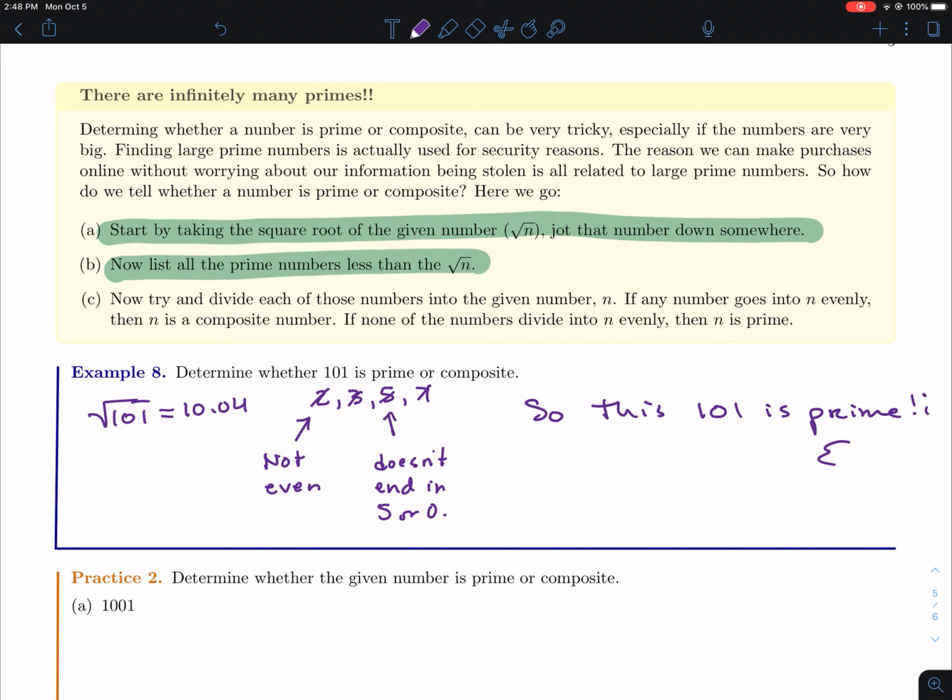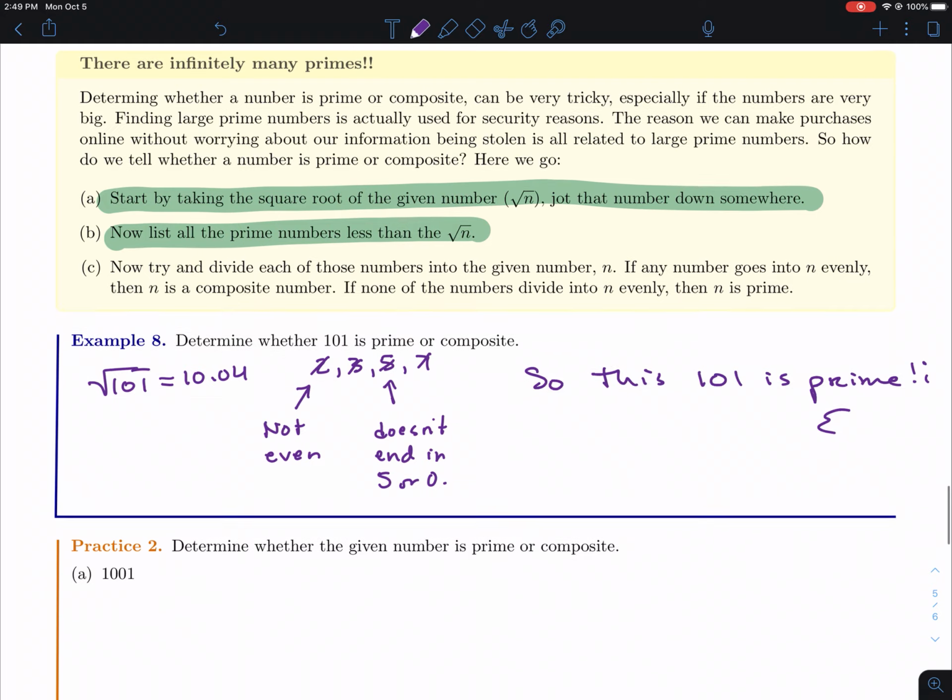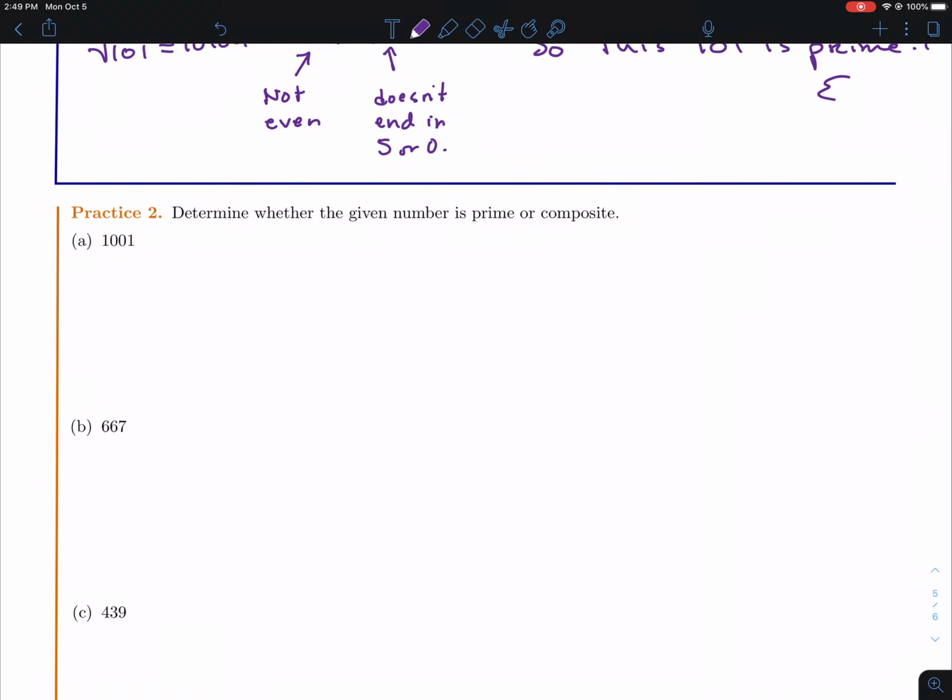All right, is that okay with everybody? All right, perfect. So I'm going to have you guys go through practice 2. It's doing the exact same thing: take the square root of 1001, list all the prime numbers using that sheet that you made in example 1, test them, divide them in, and see if any of them work. If you find one that works, of course you're done at that point. It's composite, and you don't have to test the rest of them. But if you're unlucky and you have to go through all of them and none of them work, then that just means it's a prime number.